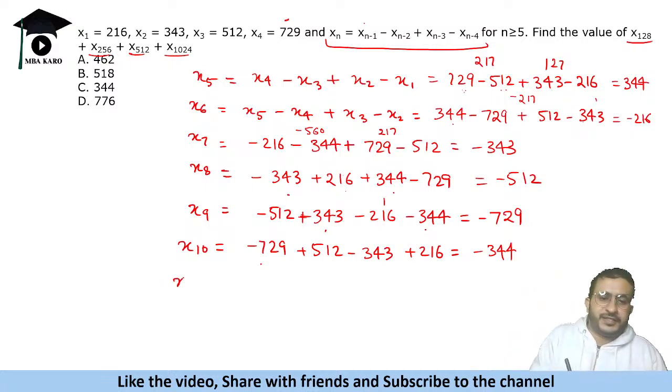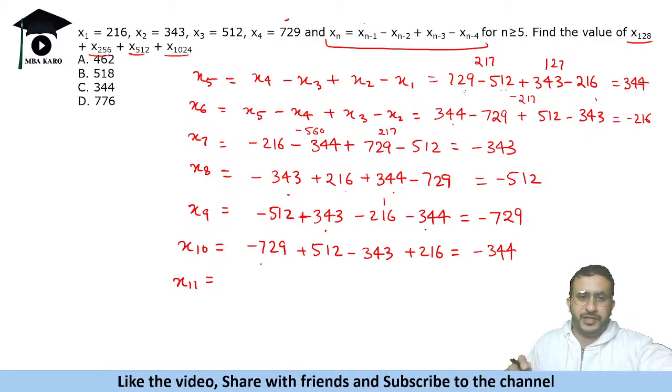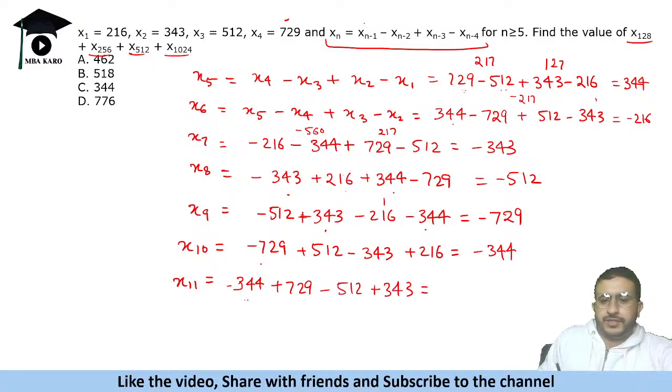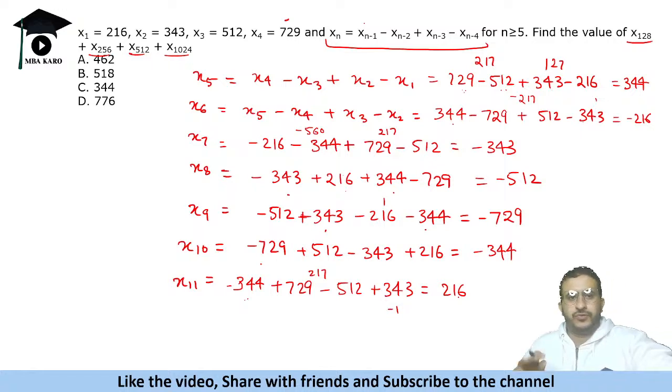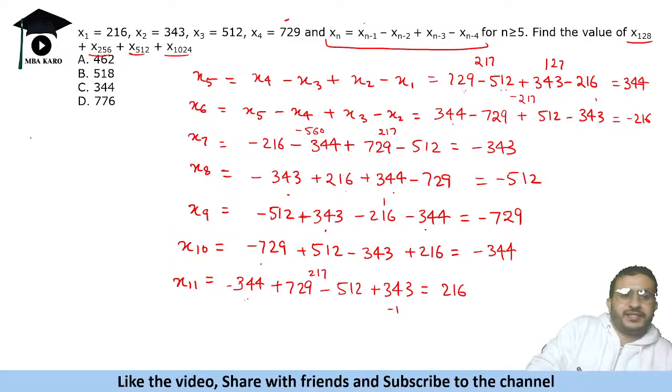Now we will have to find x11 also to get some pattern कि negative negative हो रहा है क्या हो रहा है. x11 if we find out, this is 3 minus 344. ठीक है, then we will have minus of this, that becomes positive, then minus 512 plus 343. Okay, so now this becomes 217 and this is minus 1. This is 216. So now this gives us some relief कि वो sequence फिर से आ गया, isn't it? x11 is equal to x1 itself.